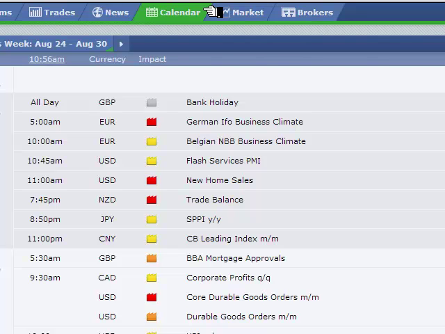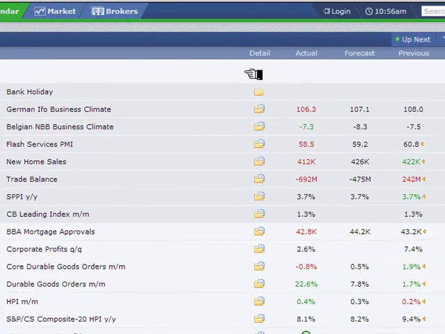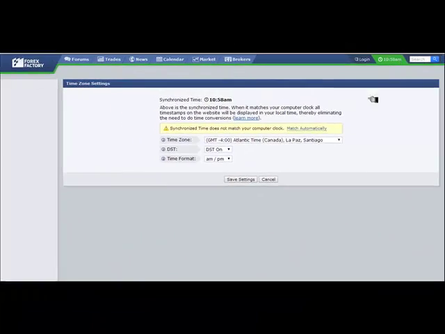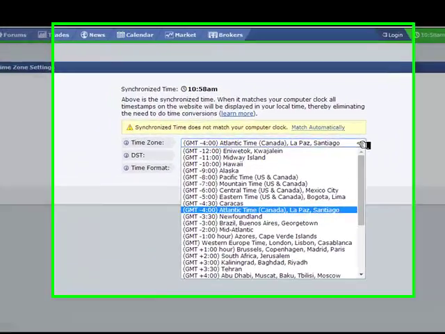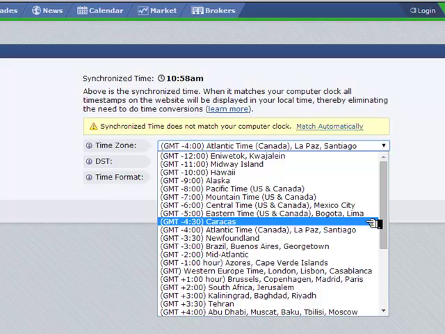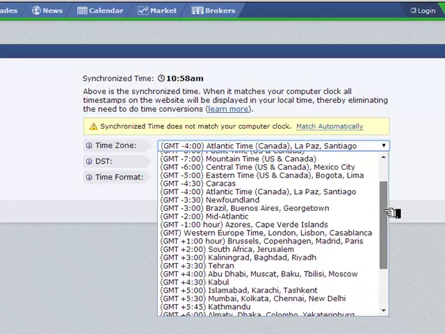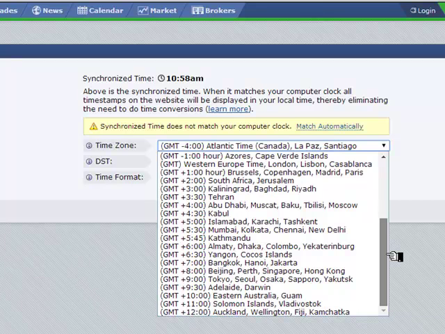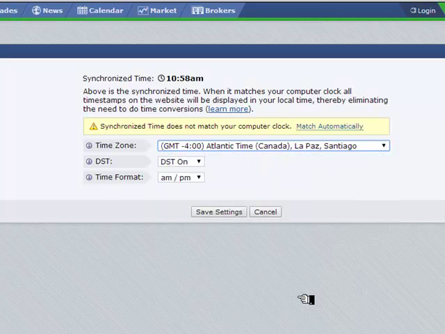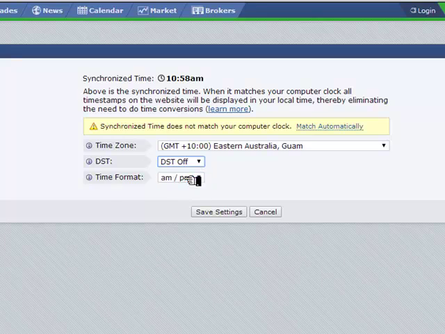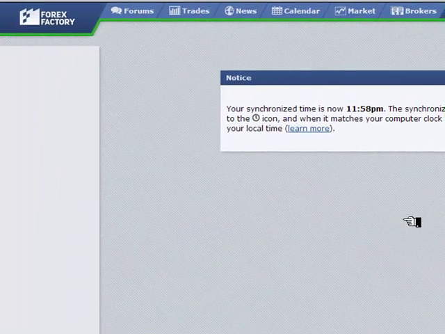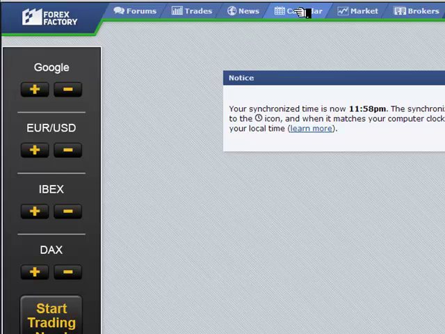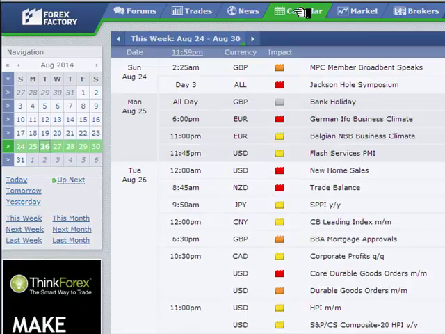There's a couple of things you need to do on the website to make sure it's a useful tool for you. The first is make sure that the time zone shown is relevant for you. If not, you can update it here. Save the settings, go back to calendar, and it should reflect your time zone now.